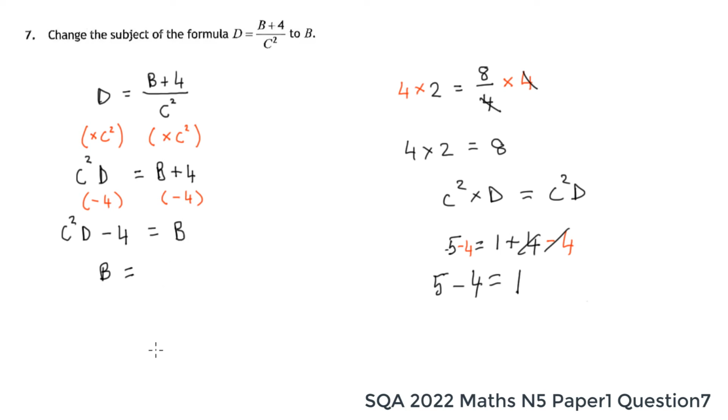Now we're almost there. Normally, formulae don't have the single letter on the right-hand side, so we just swap the order round. b is equal to c squared d minus 4, and that is a healthy formula where b is the subject of the formula, just as we were asked to do.